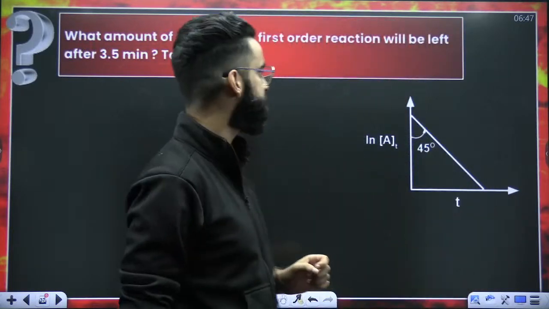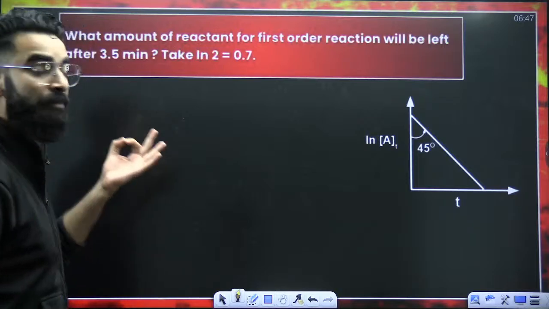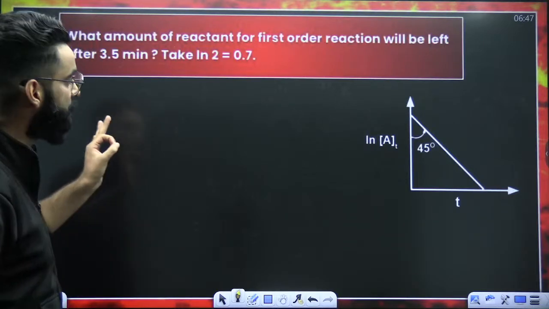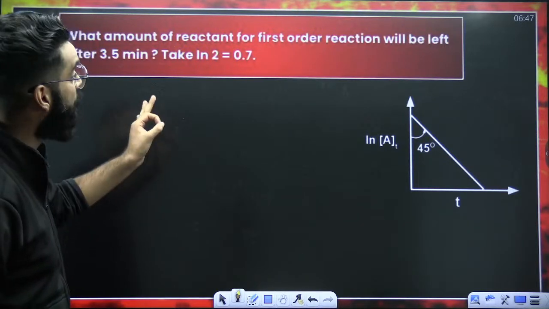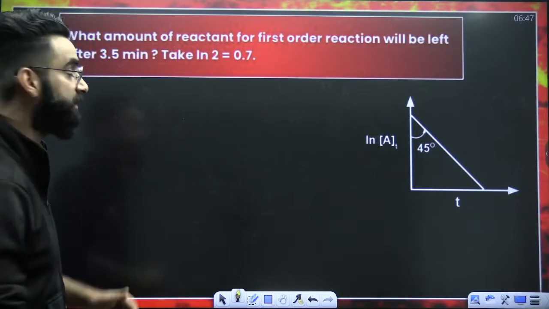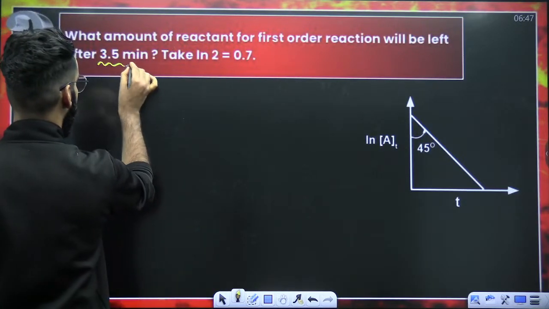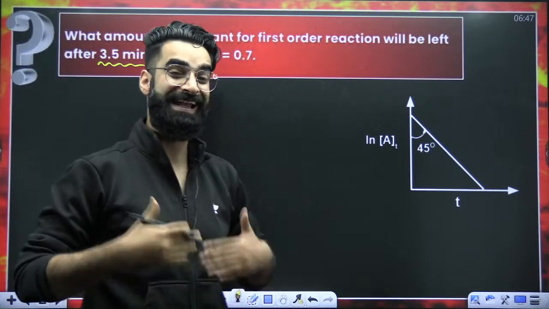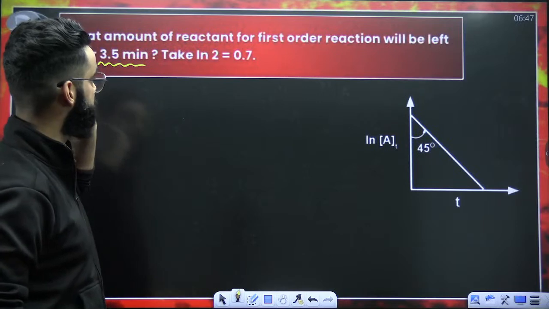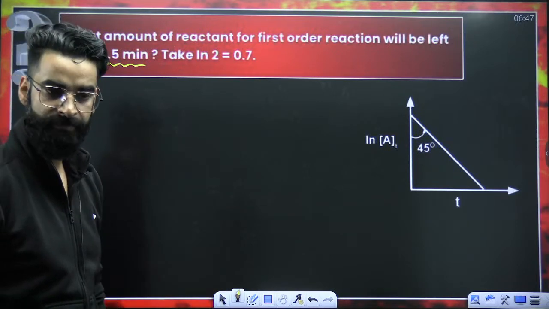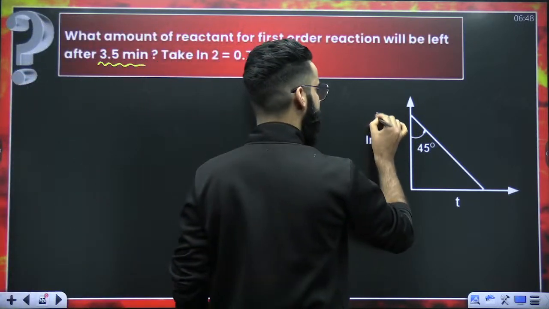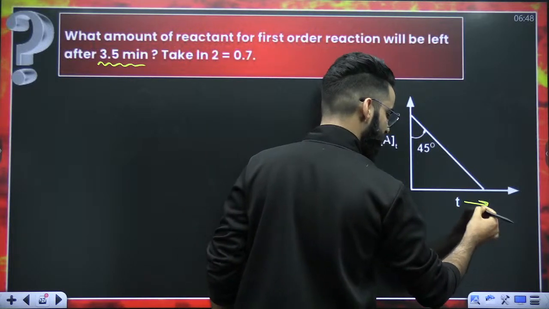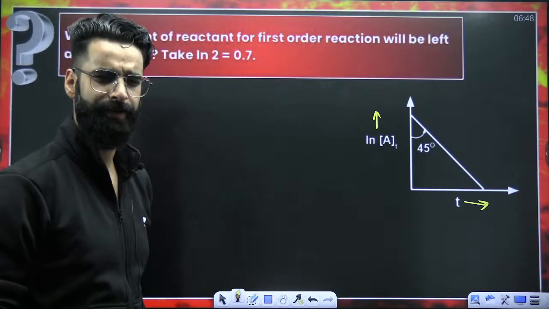The question asks us, what amount of reactant for the first order reaction will be left after 3.5 minutes? We have to see the amount of reactant, the concentration of reactant left after 3.5 minutes. The graph is given to us, ln A versus t graph. Why is it needed? Let's have a look.